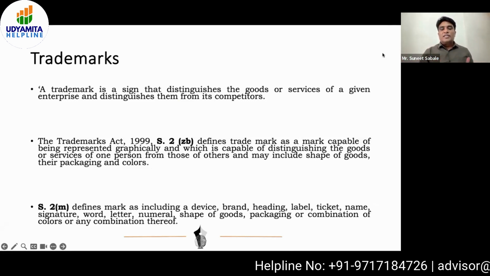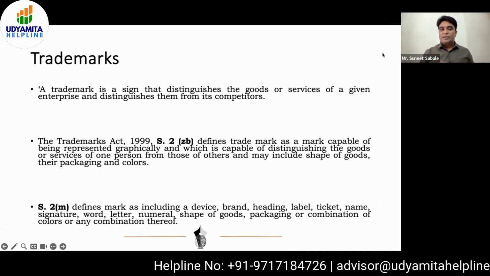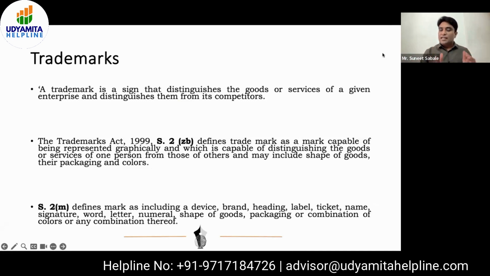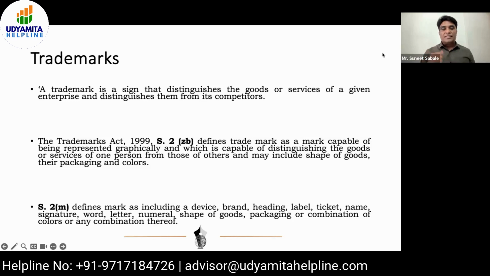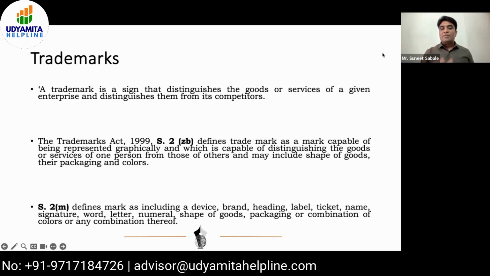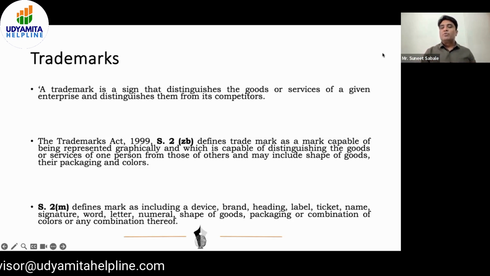According to section 2(m), a trademark is defined as a mark that includes a device, brand, heading, label, ticket, name, signature, word, letters, numbers, shape of goods, packaging, or combination of colors, or any other combination. So these are the different things that you can protect under a trademark. So device, it's a name plus logo. Brand, it's a tagline or the name of the product. Headlines also you can protect separately.